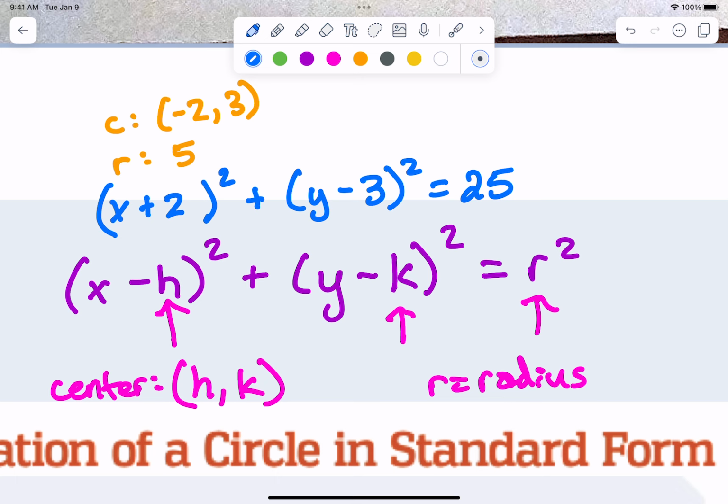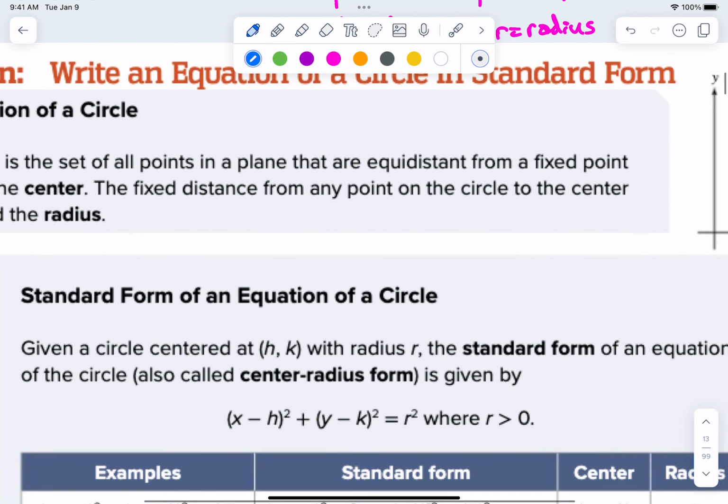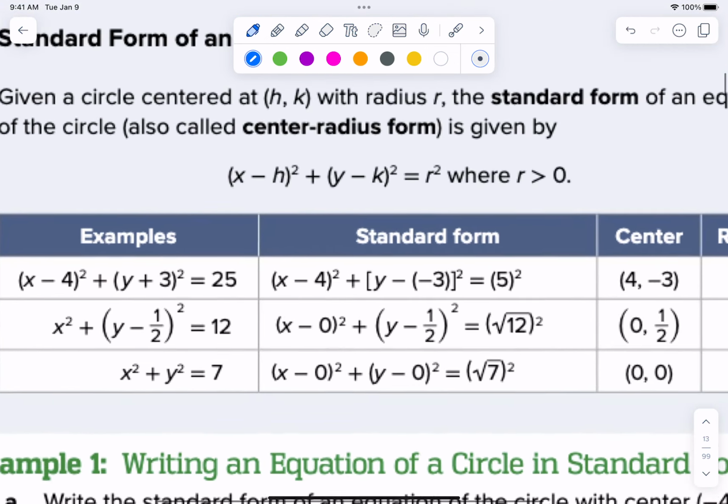Not too bad. You don't have to solve. It just says write the equation. So it's kind of like writing y equals mx plus b, right? The only two pieces of information you need are the center and the radius, and then you plop them into the equation, all right? So let's go down here. And it says standard form of the equation of a circle.